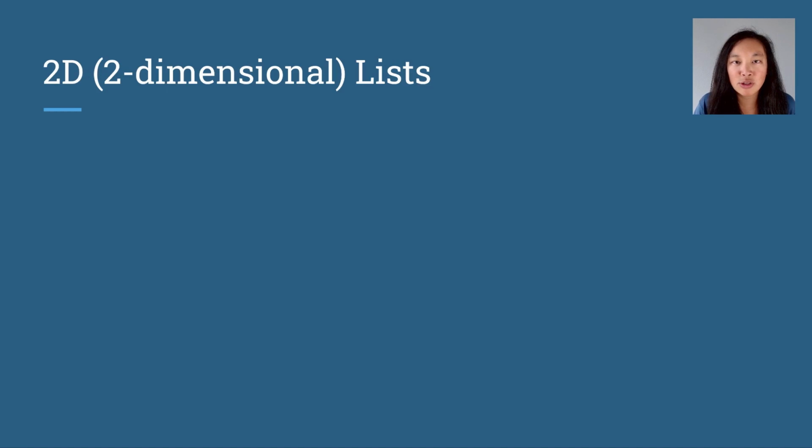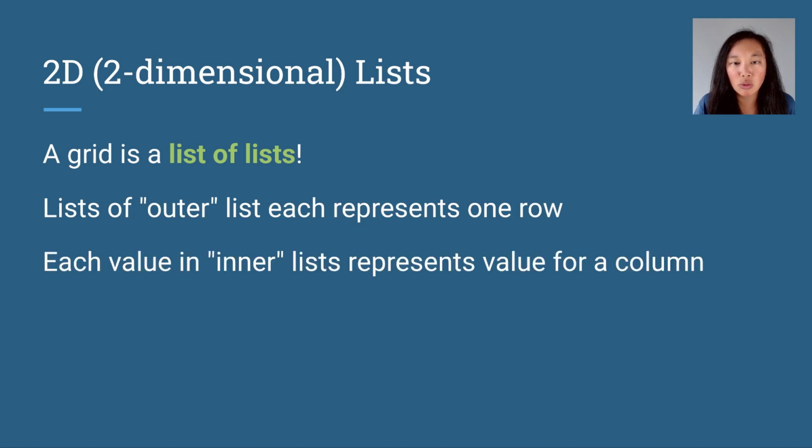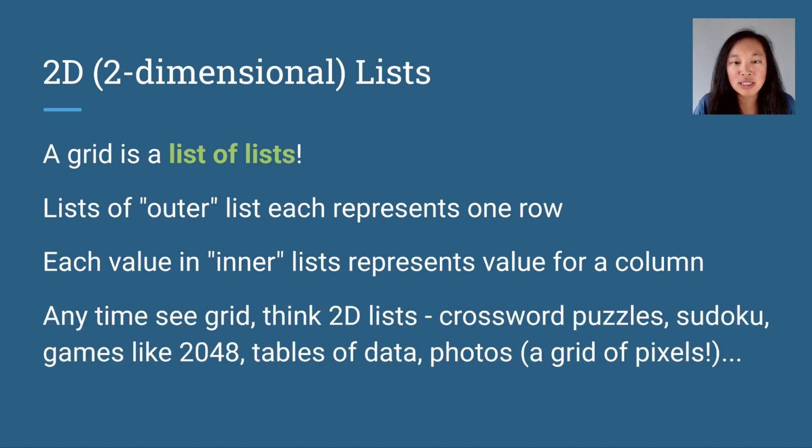Turns out we will use two-dimensional lists, or 2D lists. A grid is a list of lists. The lists of the outer list each represent one row, and each value in the inner list represents a value for a column. And anytime we see a grid, we can pretty much think a 2D list. Like for crossword puzzles, Sudoku, games like 2048, tables of data, or photos, which is a grid of pixels.